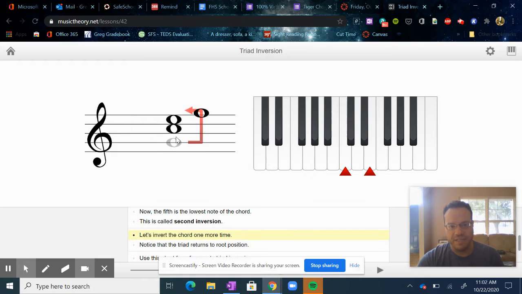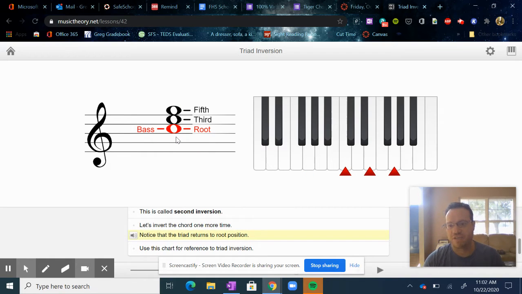If we invert it again, it becomes a root position triad again. With triads, since there are only three notes, you can only have two inversions: root position, then first inversion, then second inversion. That's three positions total, the first one being root. Then it would be root position again.